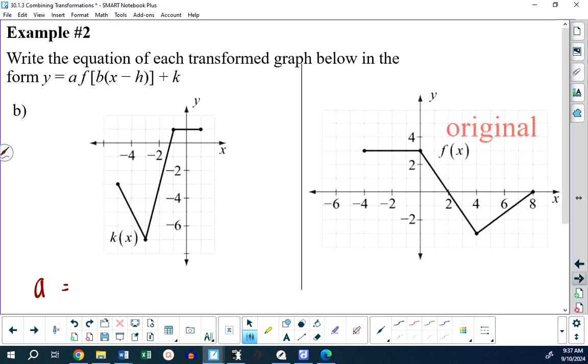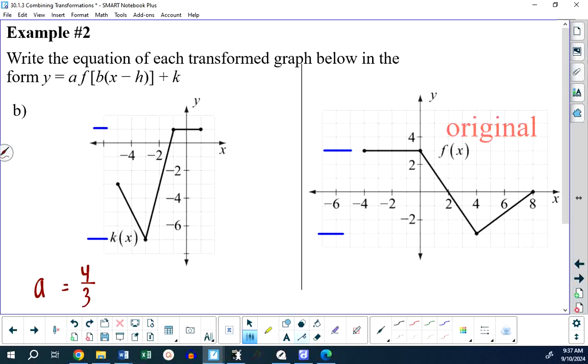The height from here to here is a height of 6. The height from here to here is a height of 9. Pretty sure? 8. It's a height of 8. Well, that's 8/6 times as tall, or 4/3 times as tall. So a is 4/3.